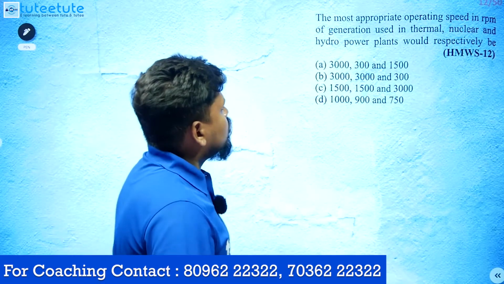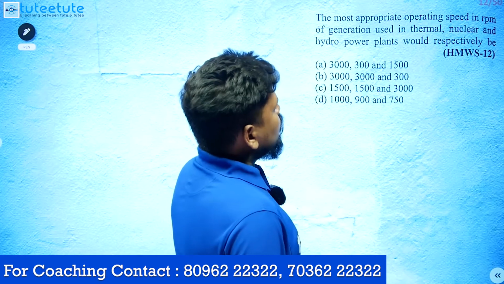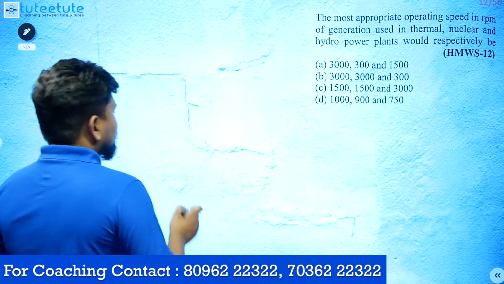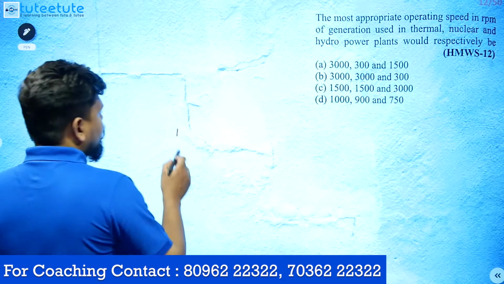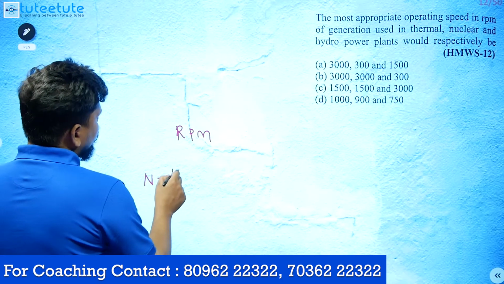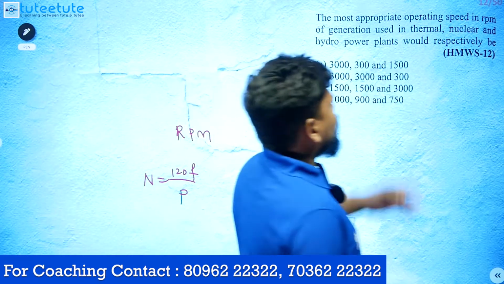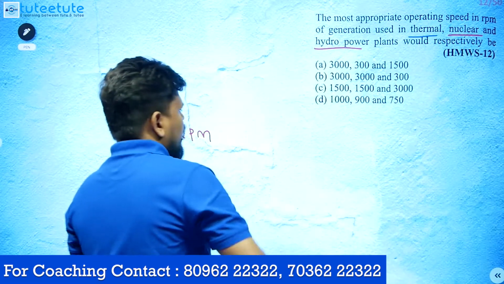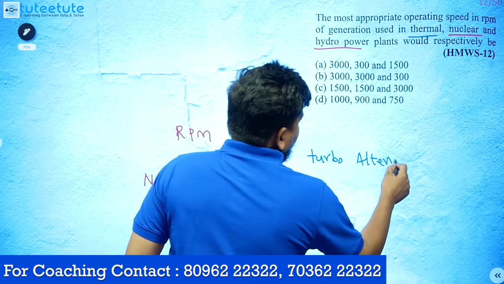Next one: the most appropriate operating speeds in RPM of generators used in thermal, nuclear and hydropower plants respectively are? They are asking for the operating speed in RPM. Generally N equals 120 F by P. In all these power stations, thermal, nuclear or hydroelectric, we are using turbo alternators.